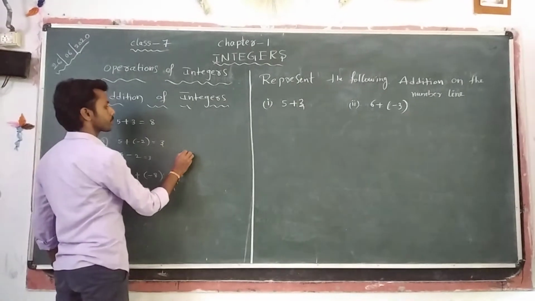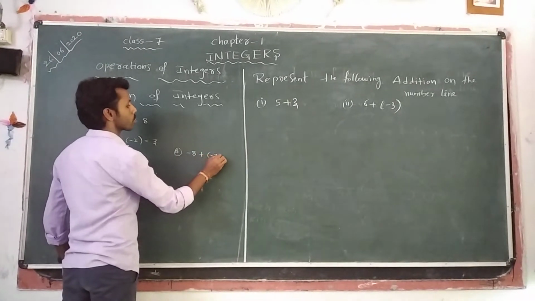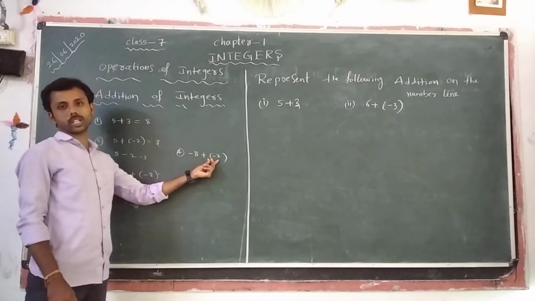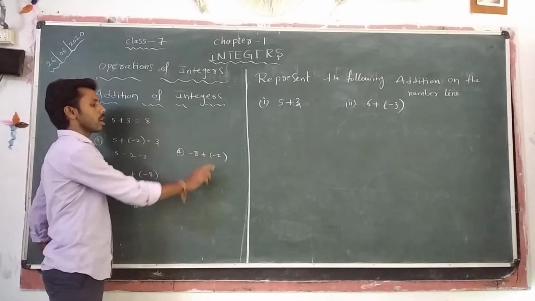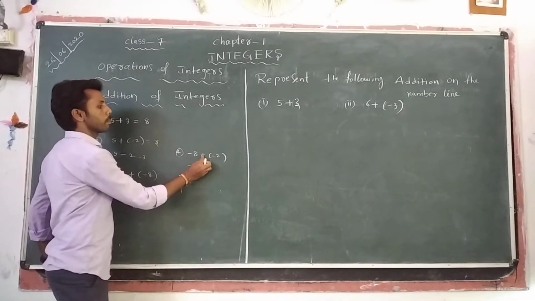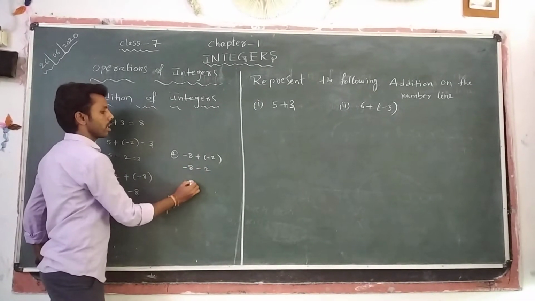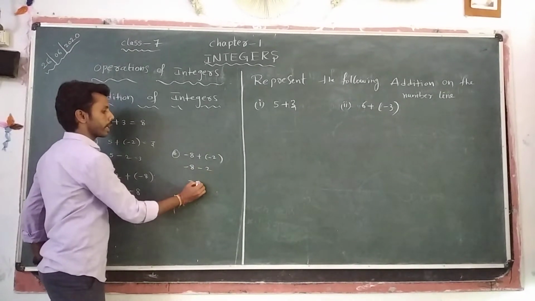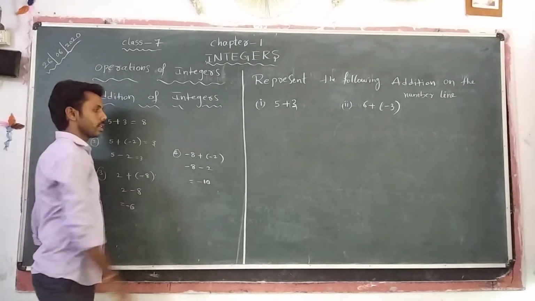Another example: minus 8 plus minus 2. Both are negative: minus 8 is negative and minus 2 is also negative. So both are negative, and adding them, the answer is also negative. 8 plus 2 is 10, so minus 8 plus minus 2 equals minus 10. The answer is also negative.